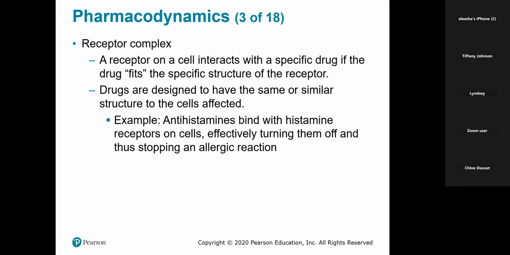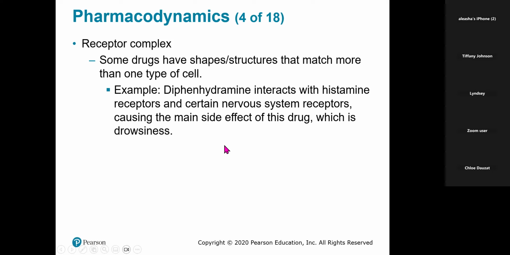So the receptor complex. A receptor on a cell is going to interact with a specific drug if the drug fits the specific structure of the receptor. And that's what we were just looking at in that figure. So the triangles would be the ones that would have fit into that particular structure receptor. Drugs are going to be designed to have the same or similar structure to the cell that it is intended to affect. So for example, antihistamines are going to bind with histamine receptors on cells, effectively turning them off and thus stopping an allergic reaction.